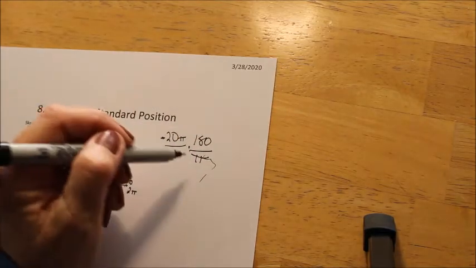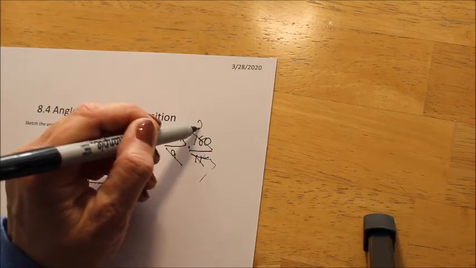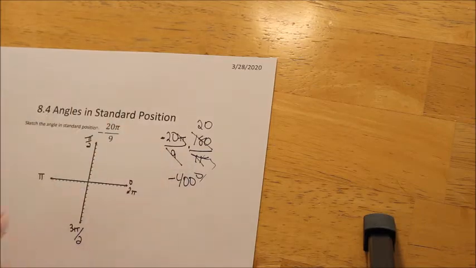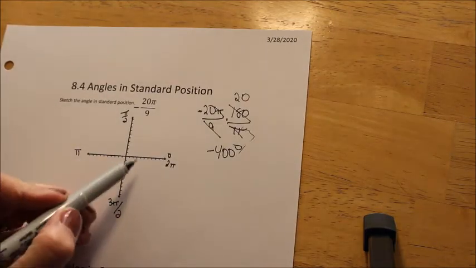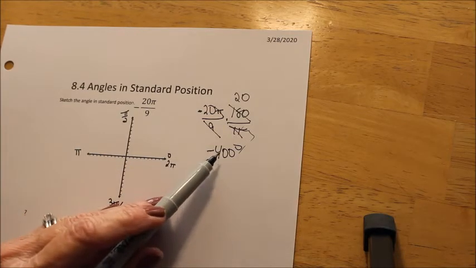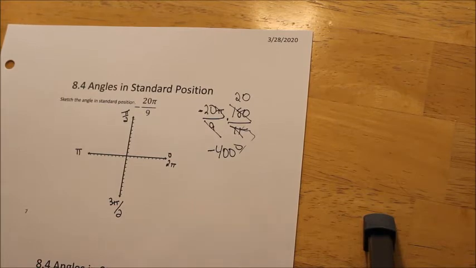Okay, so my pi is going to cancel. 9 goes into 180 20 times and I get negative 400 degrees. Now, I know that one full rotation around the circle is 360, so I'm going to go 360 and then add another 40. But what direction am I going to go?